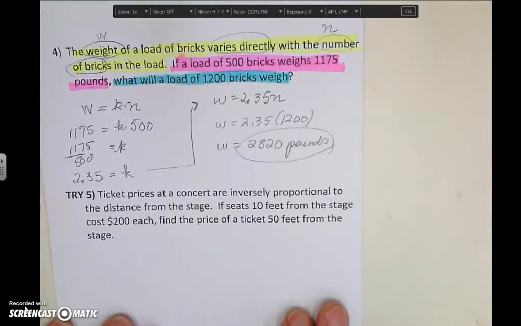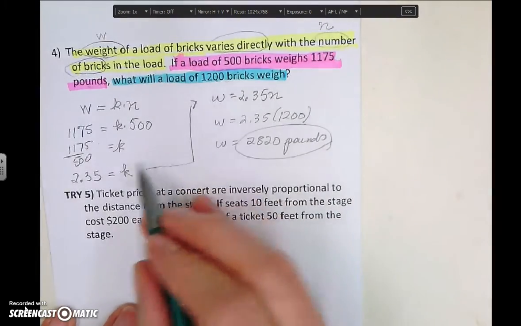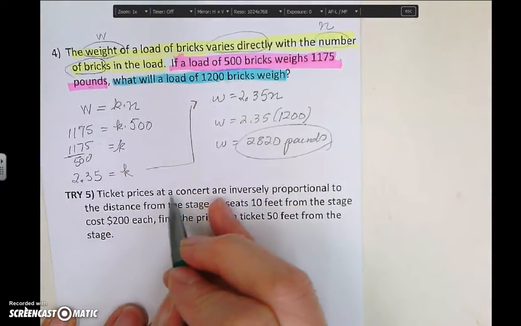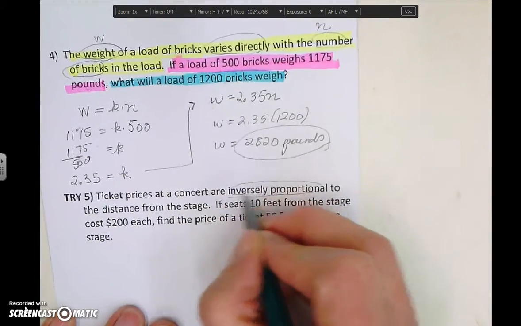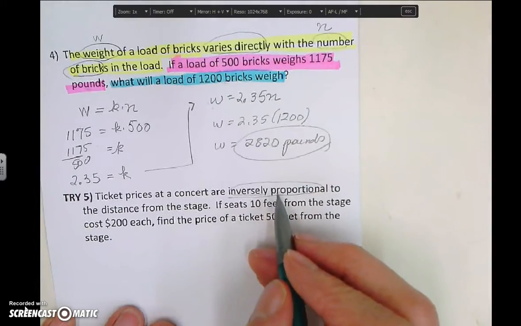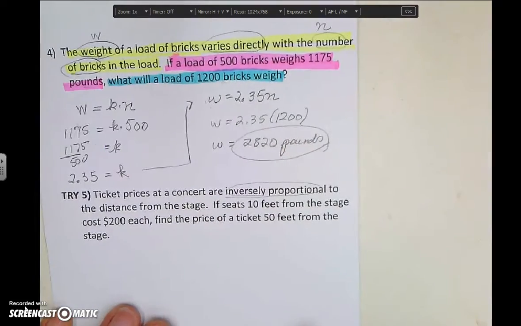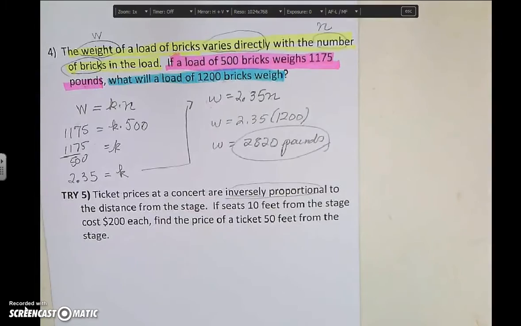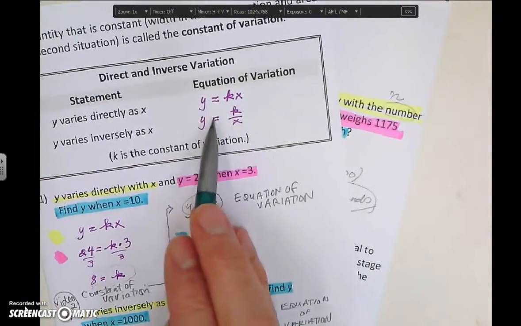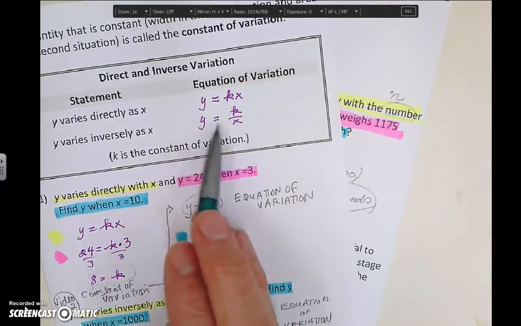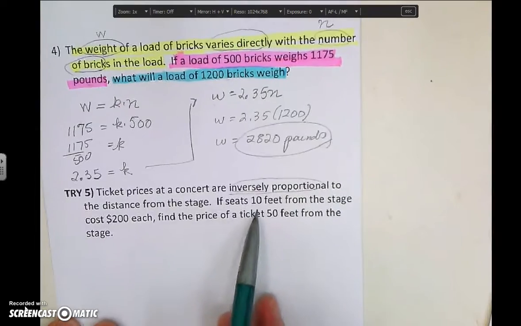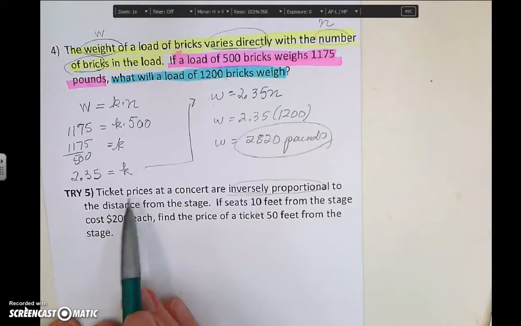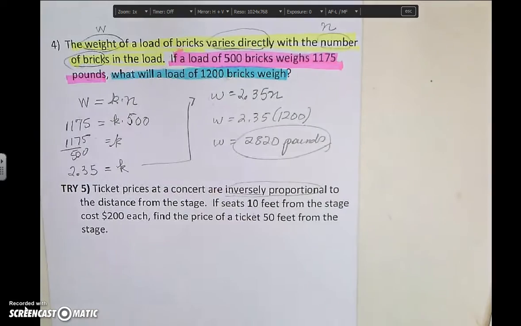All right, so now you try number 5, same situation. Notice that this time the ticket prices at a concert are inversely proportional. So you want to use the inversely start to your problem. And then come back here and remember that y varies inversely looks like this, except you're going to need to replace your y and your x with situations from this, prices and distance. All right, so we'll pick up on the next video.